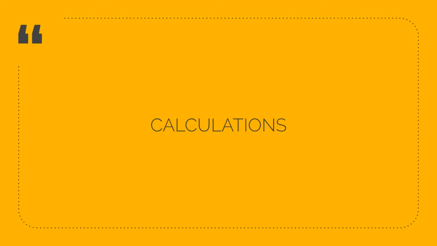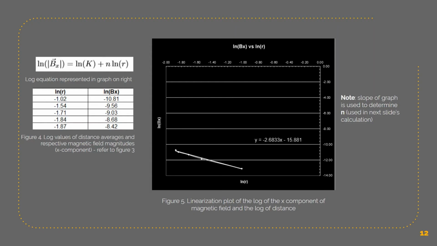To calculate the magnetic dipole moment of the bar magnet, both the distance dependence formula given in the lab and the Biot-Savart law for a magnetic dipole formula were used. To quantify the variables in the distance dependence relationship, a plot was derived from the logarithmic form of the distance dependence equation. Here, both the experimental constant k and exponent n could be determined. The log of k was represented by the y-intercept of the linearized equation, and n was the slope of the graph.